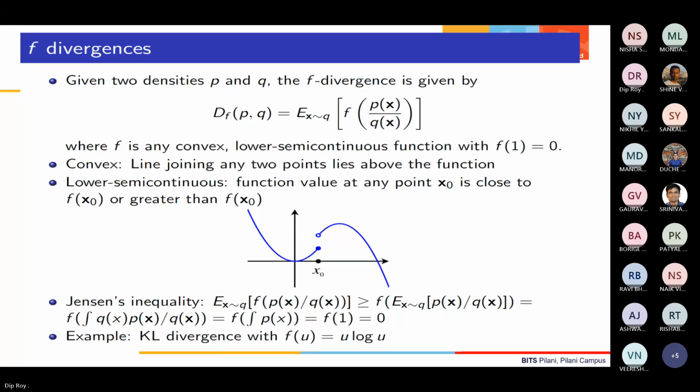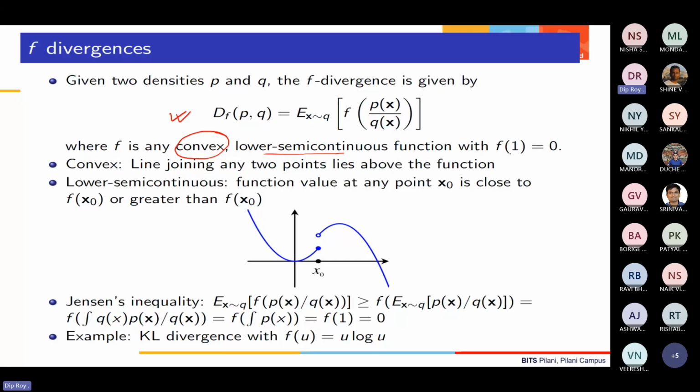Given two densities P and Q, the f-divergence is given by this. D_f between P and Q is equal to the expectation over x from Q of f of p(x) by q(x), that is this ratio, where f is any convex, lower semi-continuous function with f(1) equal to 0. Okay. So the key thing to note here is that it should be convex. Lower semi-continuous, you just ignore for the time being, and let's not make our life too complicated.